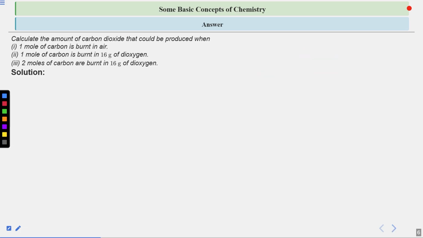Now, moving on to the next and the last part: we are burning 2 moles of carbon in 16 gram of dioxygen. So this is your question now.